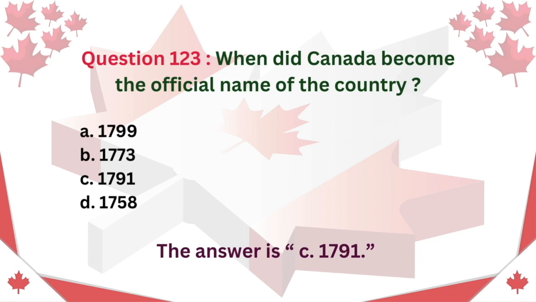Question 123. When did Canada become the official name of the country? A. 1799. B. 1773. C. 1791. D. 1758. The answer is C. 1791.